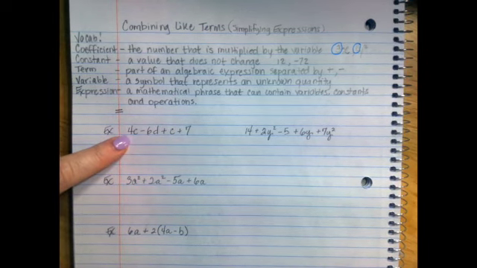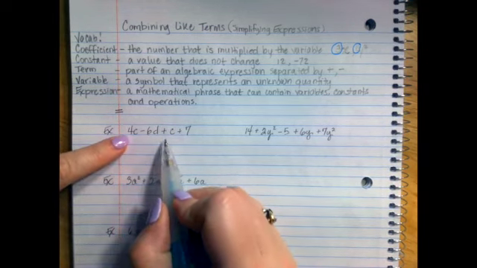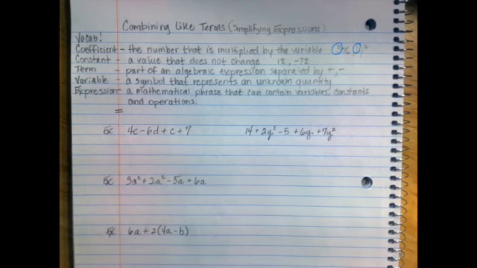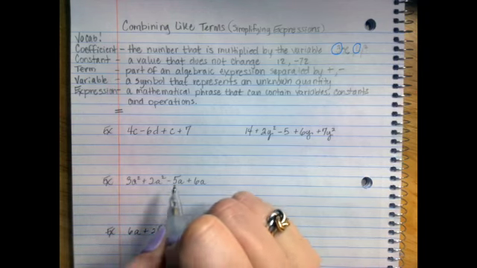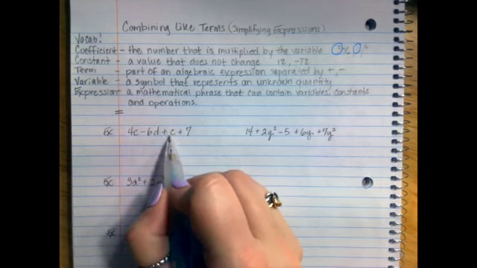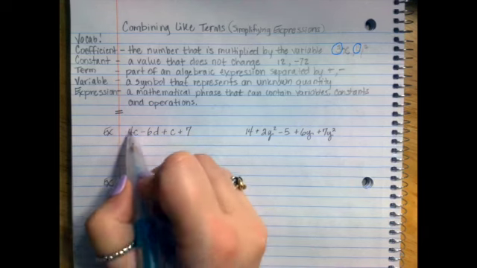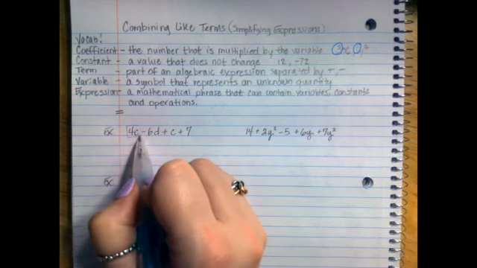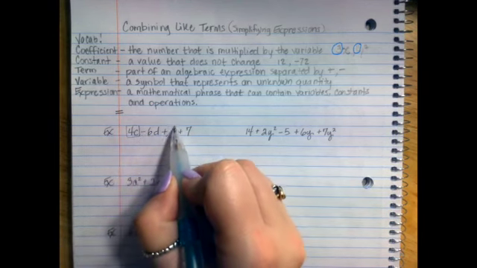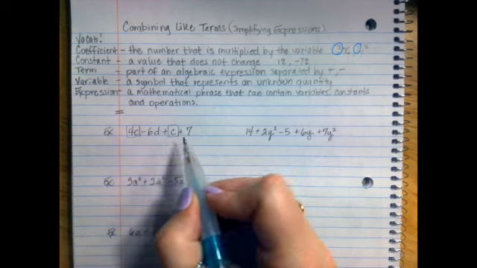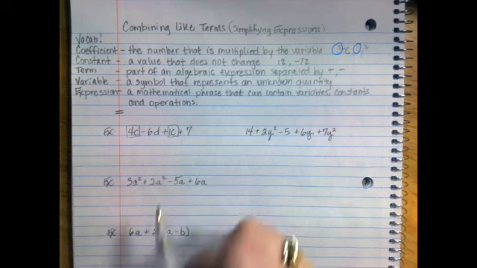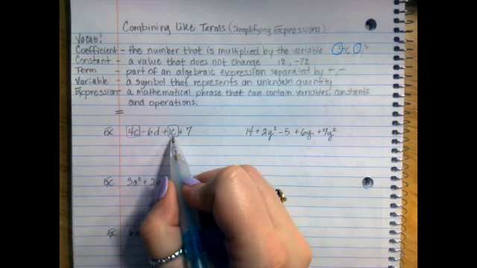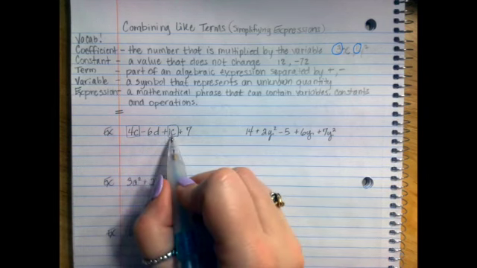This one here, 4c minus 6d plus c plus 7. Well, first of all, when my students were starting out with this, I had them put boxes and circles around like terms. Each one of these is a term in this expression. So I have 4c and I have a c here. Remember, when that c is all by itself, that means there's that imaginary, invisible 1. So it's really 1c. Those are like terms.